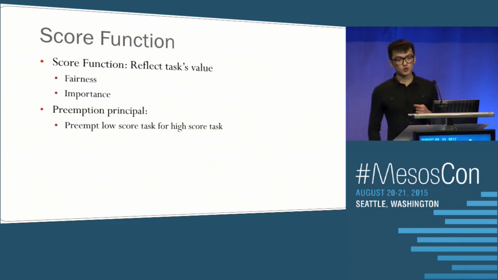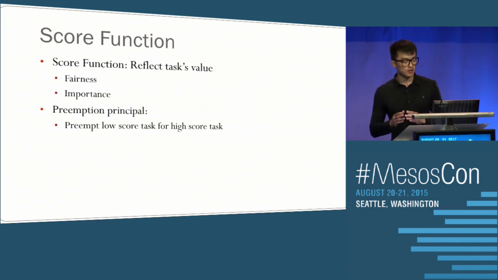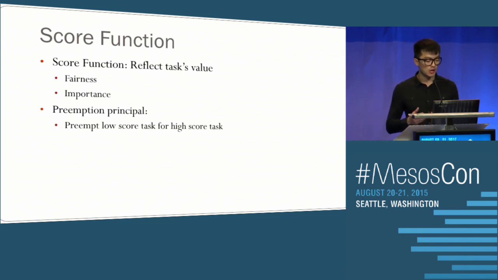So the natural thing to do next is to have some way to express the difference among those tasks. We want a score function that can reflect a task's value. And the value should really mean two things we've talked about so far. The first is fairness. The value should reflect our ideas about how we should allocate the resource fairly. And second, the value is about the importance of a task. If we have the score function, our preemption principle should be simple: preempt a lower score task for a higher score task.